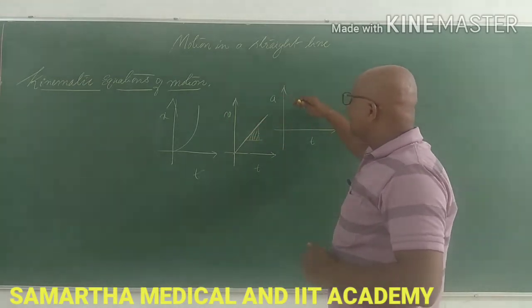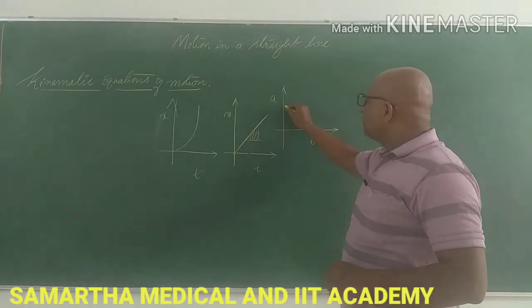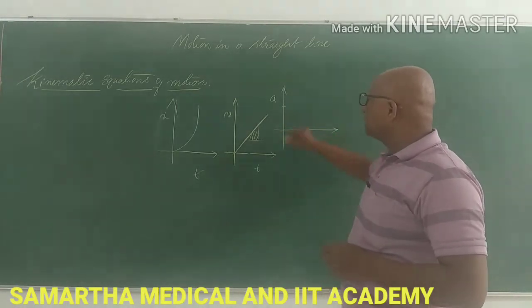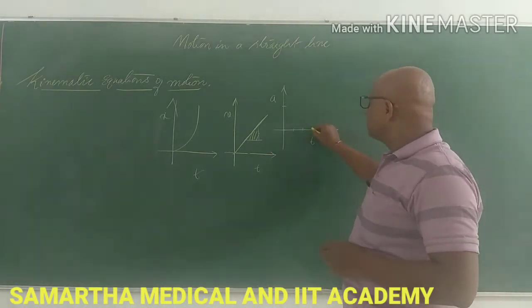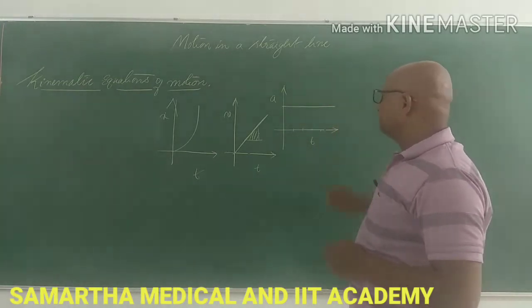Same situation here in the acceleration time graph. When time is 0, acceleration is 10 meter per second square. When time is 1 second, acceleration is 10 meter per second square. When time is 2 seconds, acceleration is constant. Acceleration is constant, which means you will get a flat line.